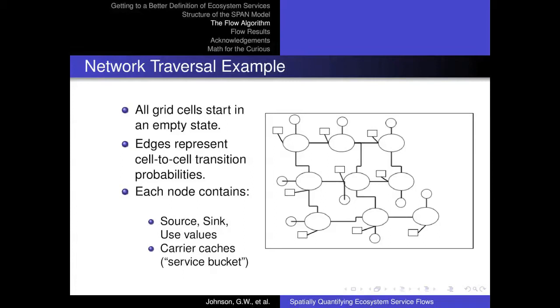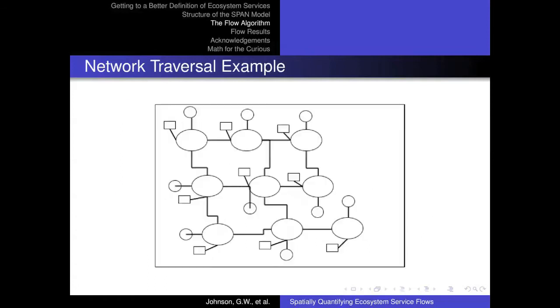We're going to say that the green one is the sink, and the blue one is the use. Like two little buckets, they each have a capacity representing how much you can absorb, and how much a person can use there, what their demand would be. And each edge represents cell-to-cell transition probabilities, and they have these values. I already said this. Okay, so there it is.